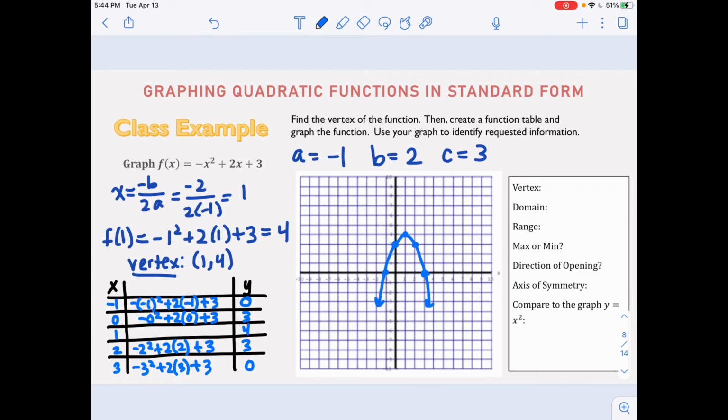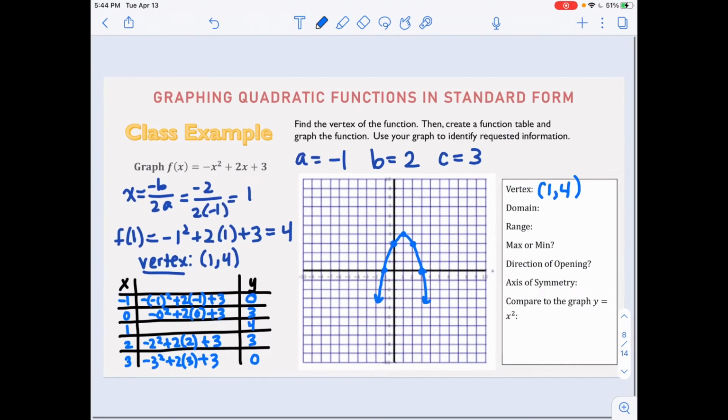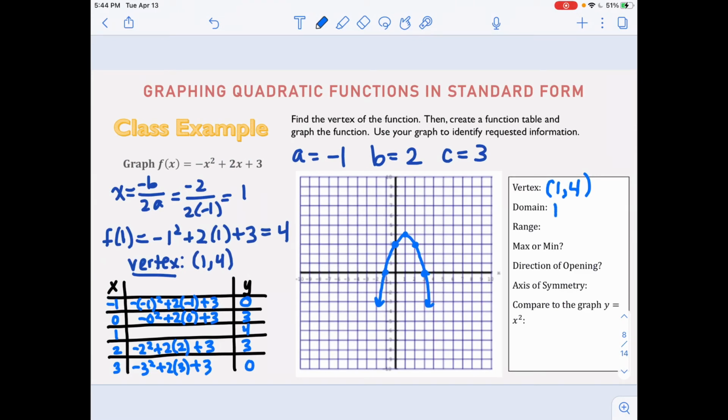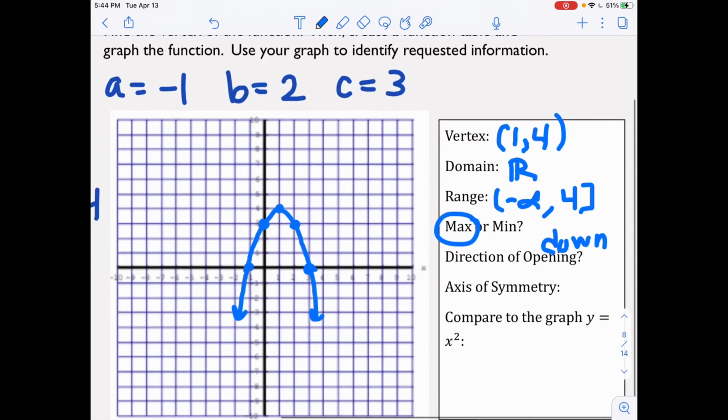All right, now we're going to take a look to see if we can identify some of the requested information. Our vertex is 1, 4. Okay, oops, let me make that look more like a comma. The domain, I'm scanning from left to right for my x values, is all real. What's my range? Good, negative infinity all the way to 4 inclusive. We notice that in this case, we're dealing with a vertex that's a max. The direction of the opening is down. The axis of symmetry is that vertical line that goes through the x-axis. This is x equals 1.